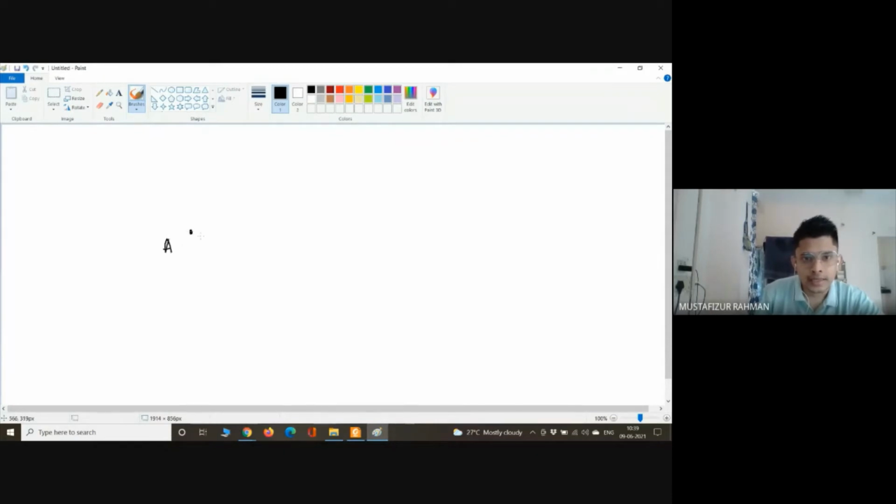Because point A is here, it's not a perfectly straight line from point A to point B. Point B is somewhere here. So therefore, there is a slope, right? So first we will find, okay, what is this value?